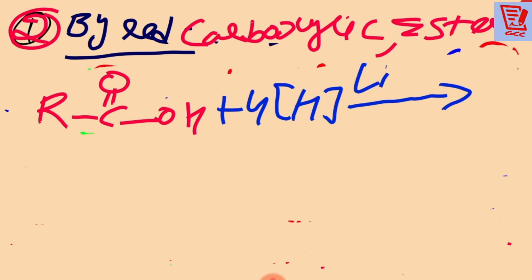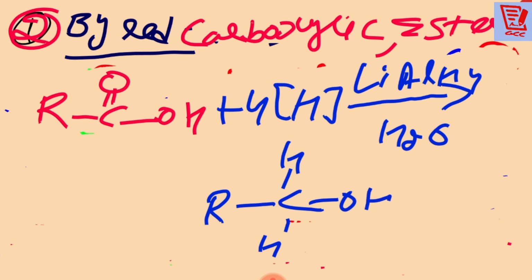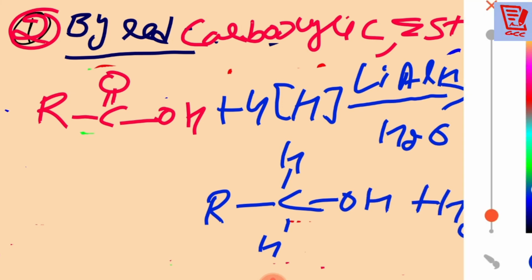So what am I writing there? Lithium aluminium hydride along with water. Then what is going to come over there? What are we going to form over there? You see, please, all of you. Here the product will be RCH2OH plus H2O. Now you know how this product has been formed.